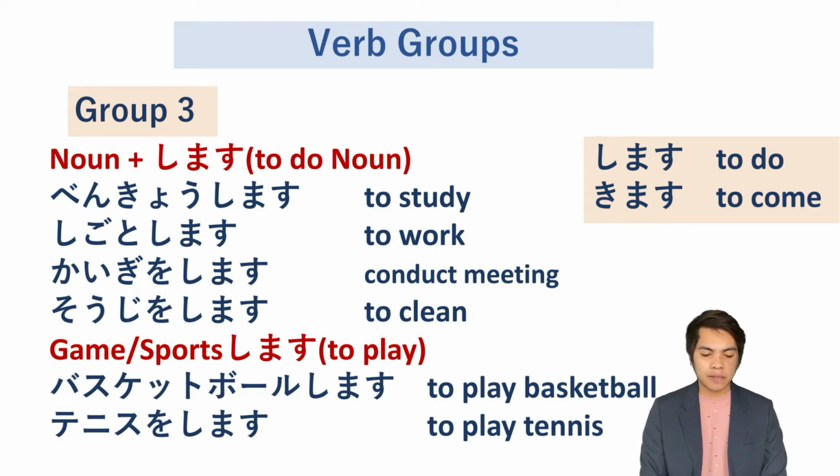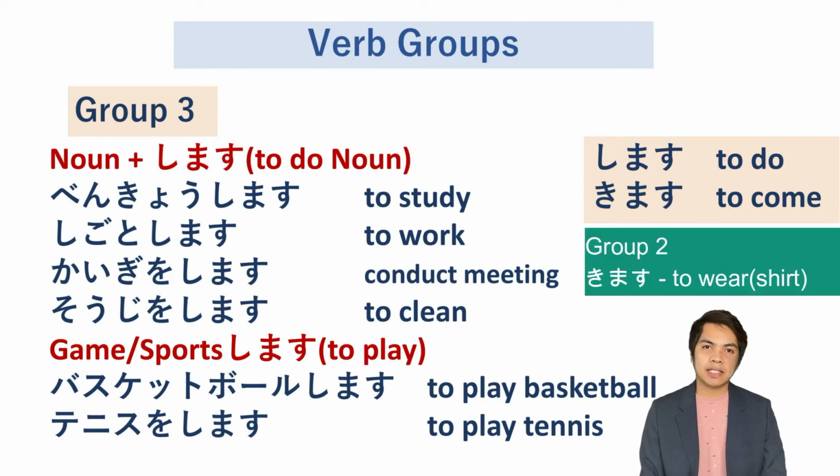Now the other meaning of the word shimasu is to play, if the action stated by the noun is a sport. For example, basketball wo shimasu. Next, tennis wo shimasu. Tennis plus shimasu means to play tennis. So take note that there are 2 kimasu verbs in Japanese. The group 3 verb kimasu means to come. The other kimasu is group 2, and means to wear a shirt, kimasu.